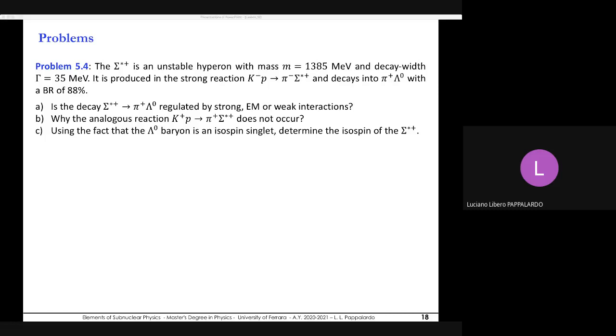So I will now switch to the whiteboard. Give me one moment. All right. Can you see the whiteboard? Yes. Okay. So this is problem 5.4.